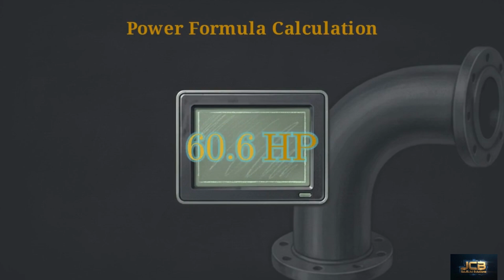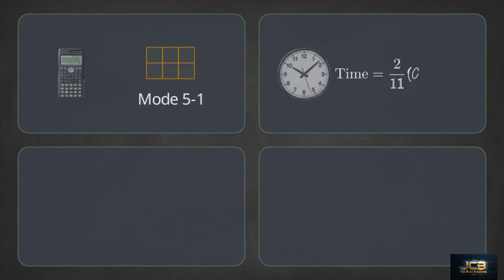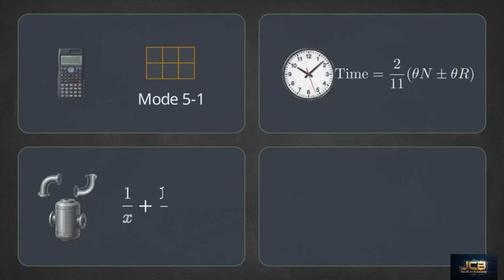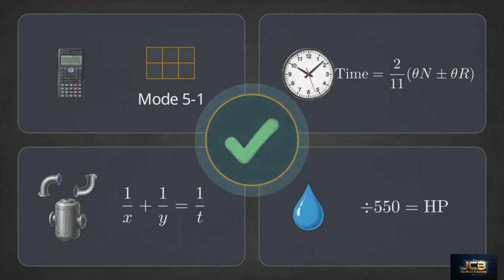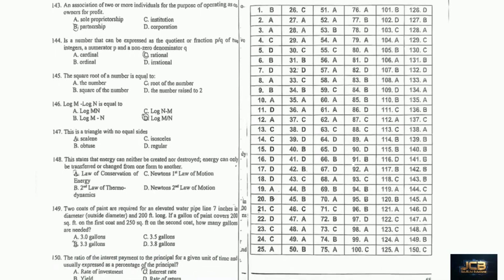These arithmetic operations are the foundational principles used to safely size and power real plumbing infrastructure. The mode 5.1 matrix, the 2 over 11 clock formula, fractional work rates, and the 550 horsepower conversion factor provide a direct path through the high-yield arithmetic items. Test these precise frameworks on past board exam questions now to build your speed and muscle memory before the test.